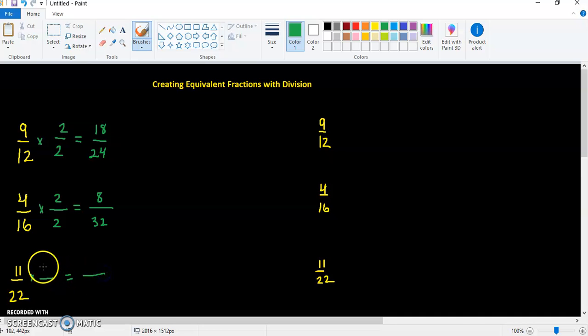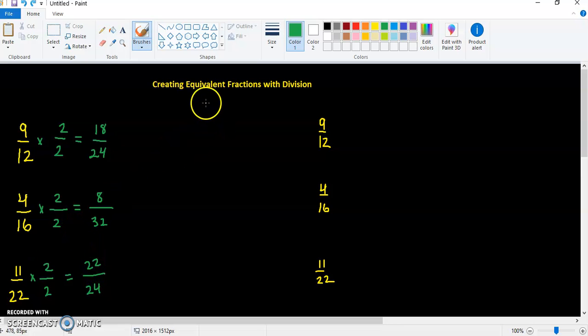And again, you can say, okay, well, if I multiply times 2 on top, I can multiply times 2 on the bottom. 2 out of 2 is the same thing as 1. 11 times 2, that's 22. 22 times 2, that's 44. So we're saying that 11/22 is the same thing, or it's equivalent to 22/44.